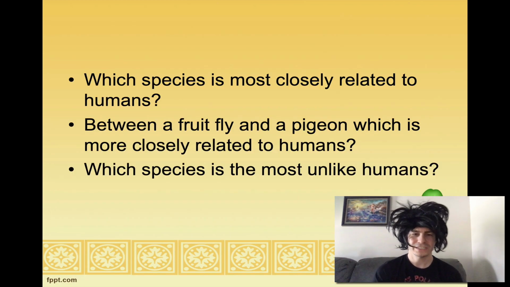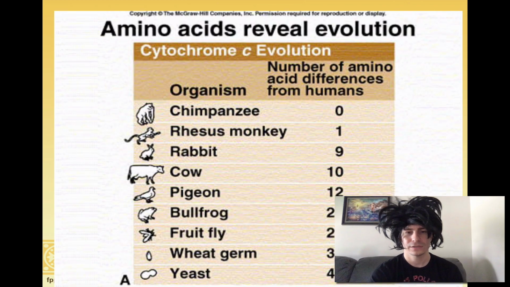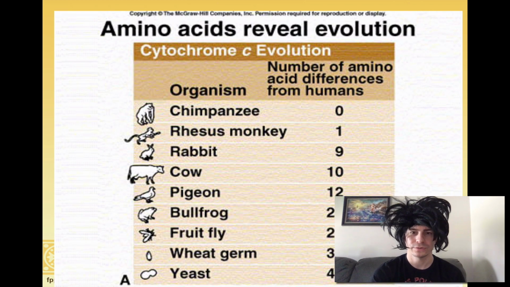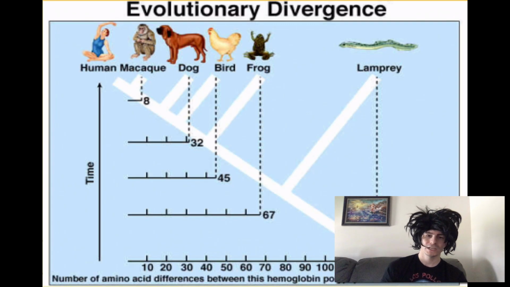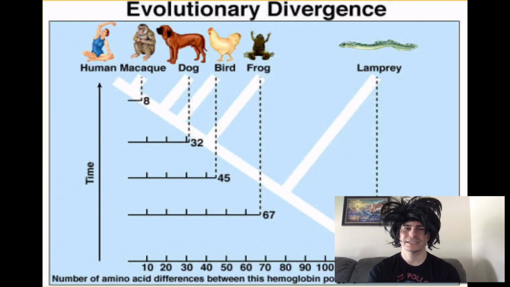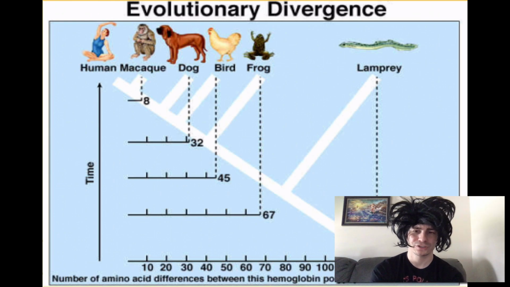All right. Which species is most unlike humans? That's going to be your yeast with 42 different amino acid differences. And they'll make these things up, guys. This is called a phylogenetic tree or a cladogram, and it'll show how closely related you are to another organism.